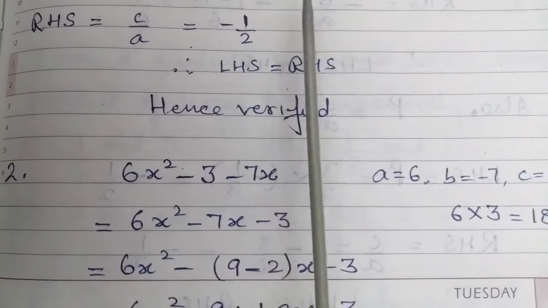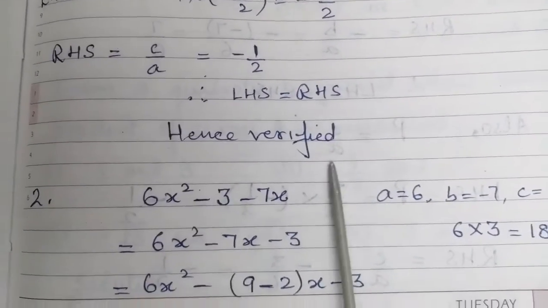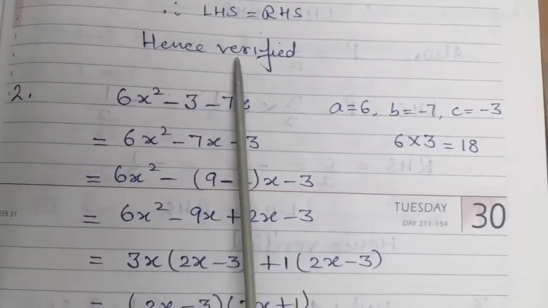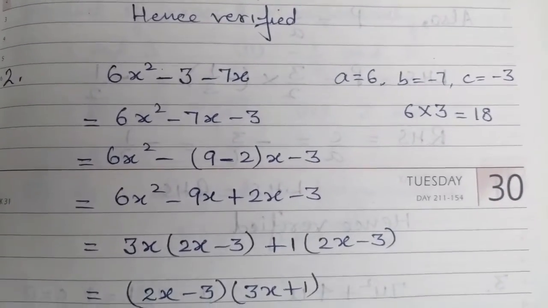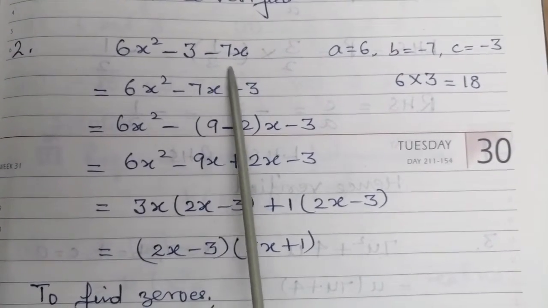Now if you see again, these two are equal, so LHS is equal to RHS, hence verified. So we have found the zeros and then verified the relationship between zeros and coefficients. Second question is 6x square minus 3 minus 7x.